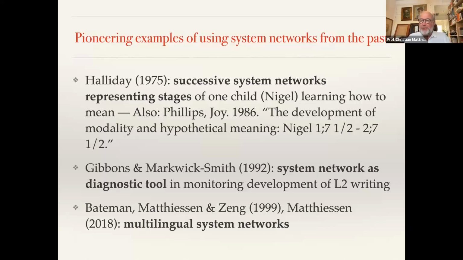Another area relevant to our concerns with language education is a line of development that started actually in computational linguistics by John Bateman, Zhengli Chang, and myself, developing a representation of multilingual system networks. So you can represent a multilingual meaning potential, say what a bilingual or multilingual speaker has access to, or what an L2 learner is trying to master over time.